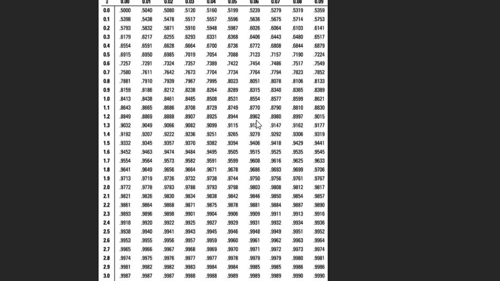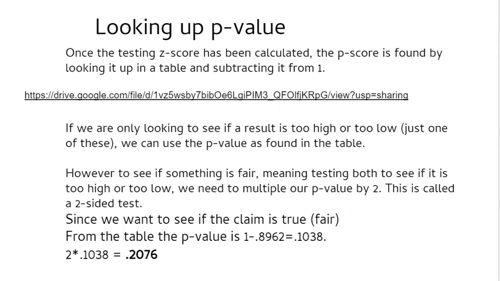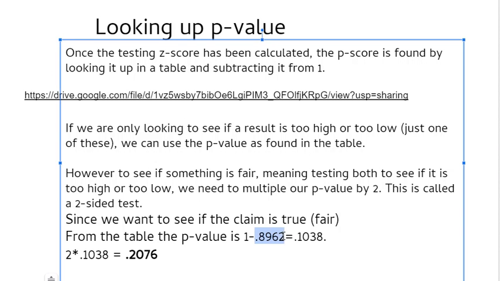Are you guys looking at the same number? 0.8962? Okay. So that's the row for 1.2 and the column for 0.06. So I'm going to take that number back to my slides. And they got this number too. All right, the next thing we do is we subtract it from 1, and we get 0.1038. And then we double it.